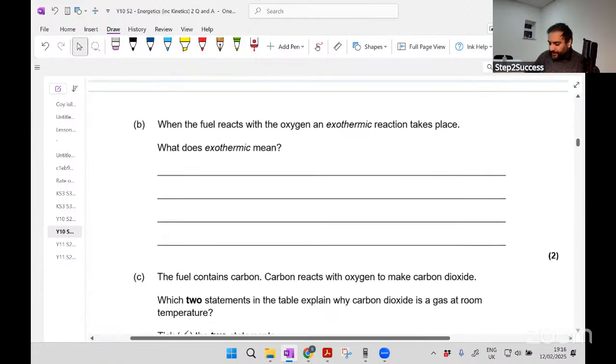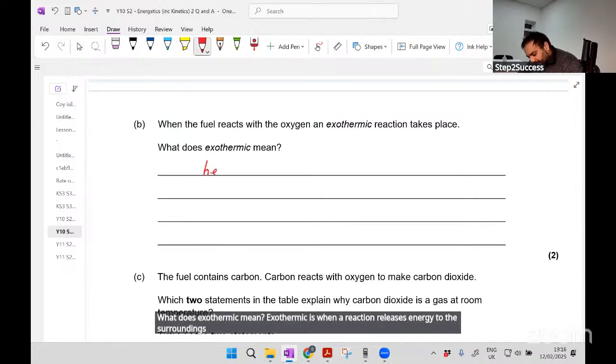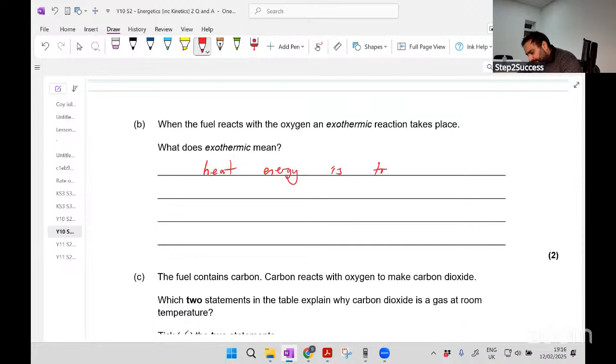What does exothermic mean? Exothermic is when a reaction releases energy to the surroundings. So heat energy is transferred to the surroundings.